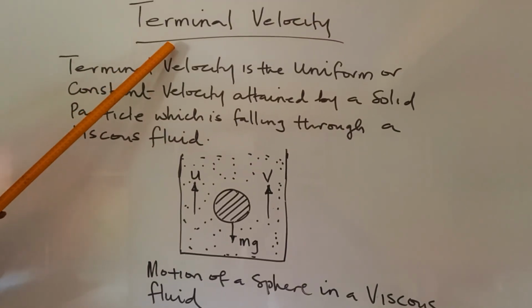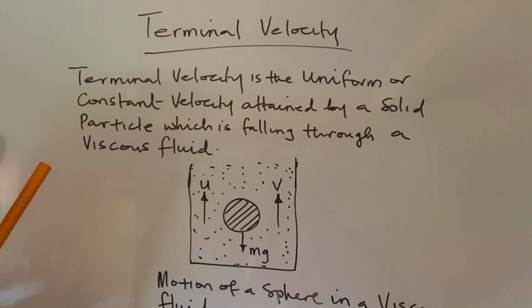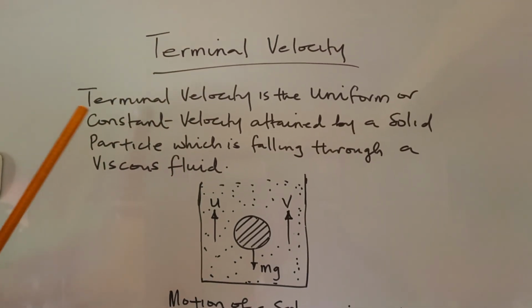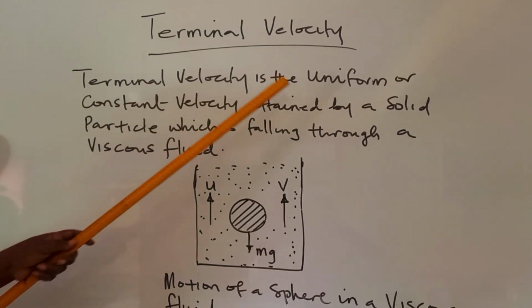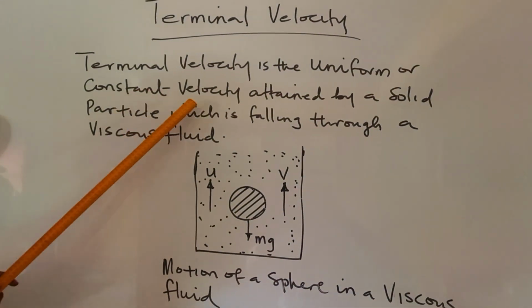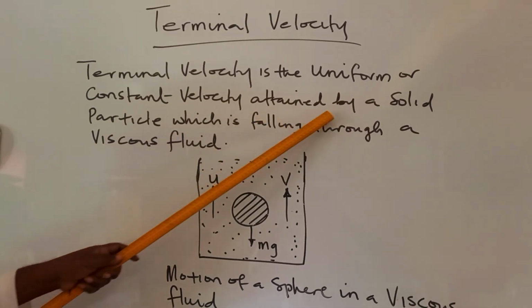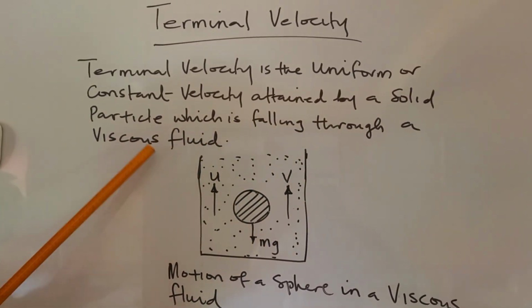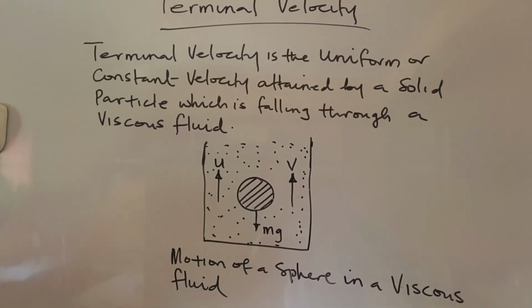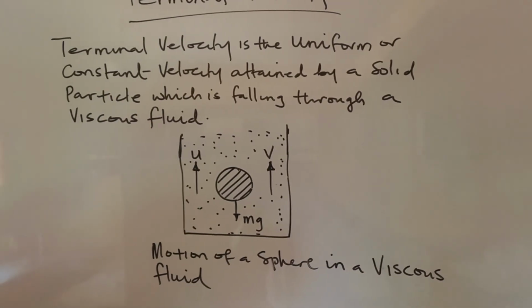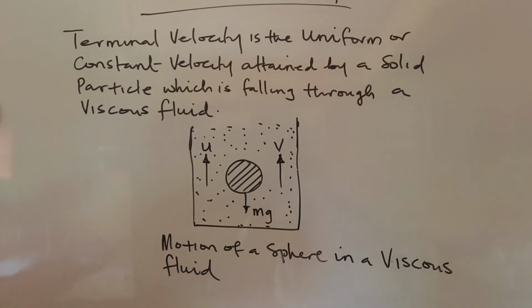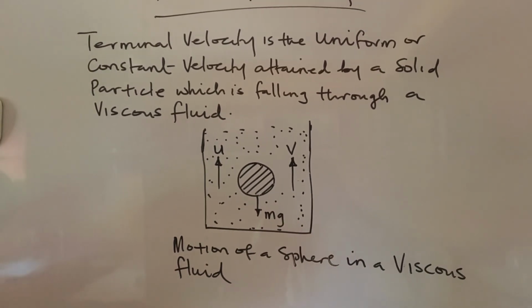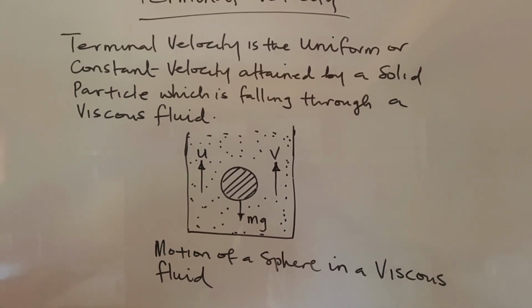We're going to talk about terminal velocity. What is terminal velocity? Terminal velocity is the uniform or constant velocity attained by a solid particle which is falling through a viscous fluid. Now, a sphere falling through a viscous fluid soon acquires a steady velocity. This velocity is called terminal velocity.